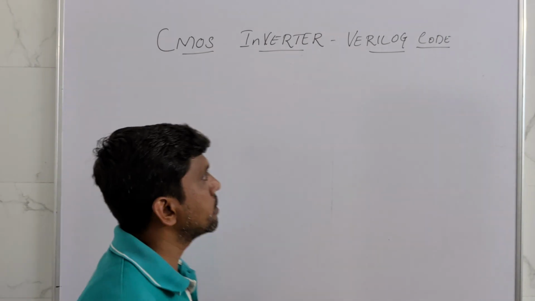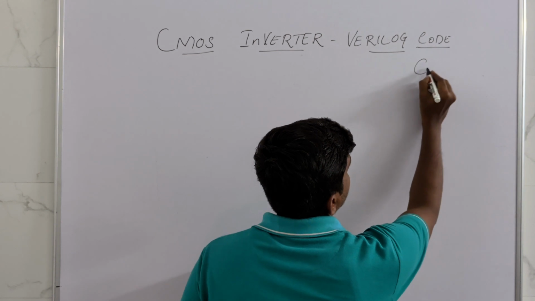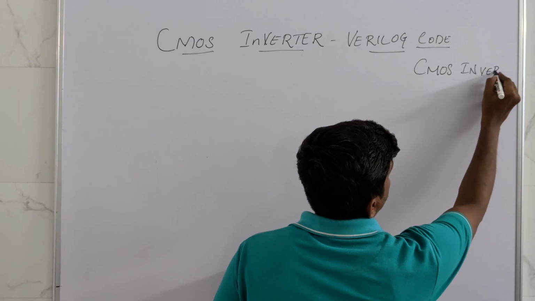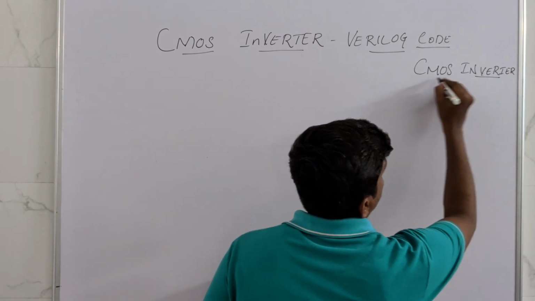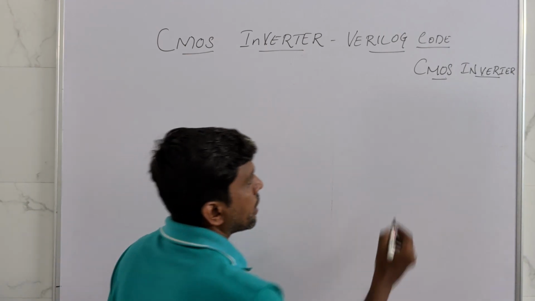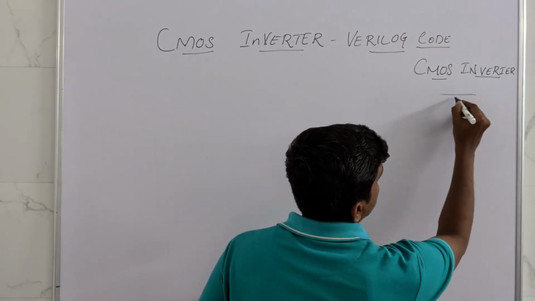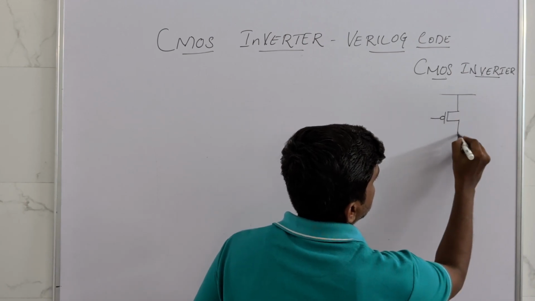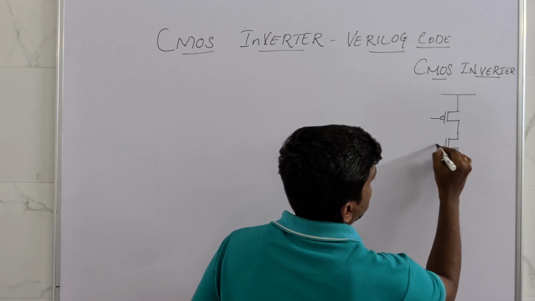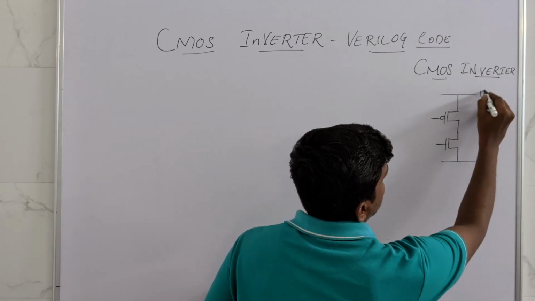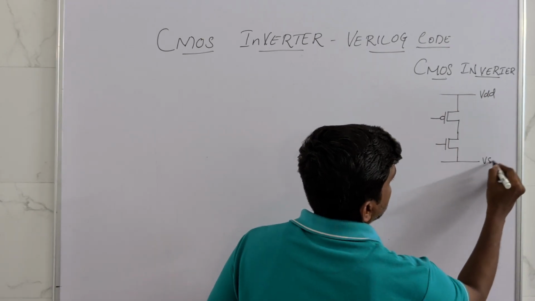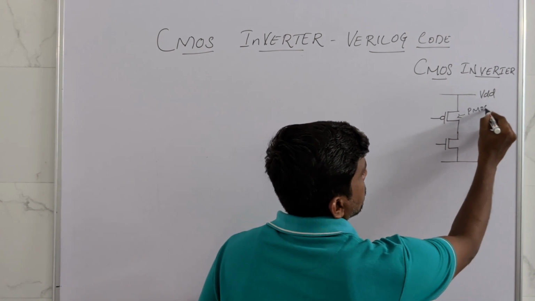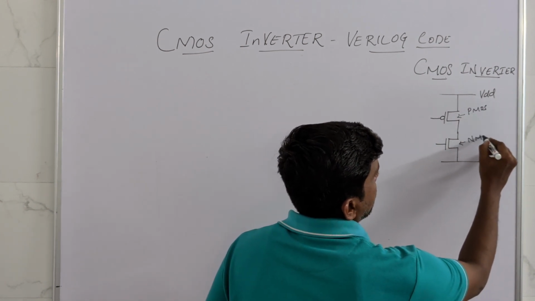Let me draw the circuit. CMOS inverter. It consists of both a PMOS transistor and an NMOS transistor. This is the symbol of the PMOS transistor. This one is the symbol of the NMOS transistor. This one is VDD. This one is VSS. So this is the PMOS. This one is the NMOS transistor.